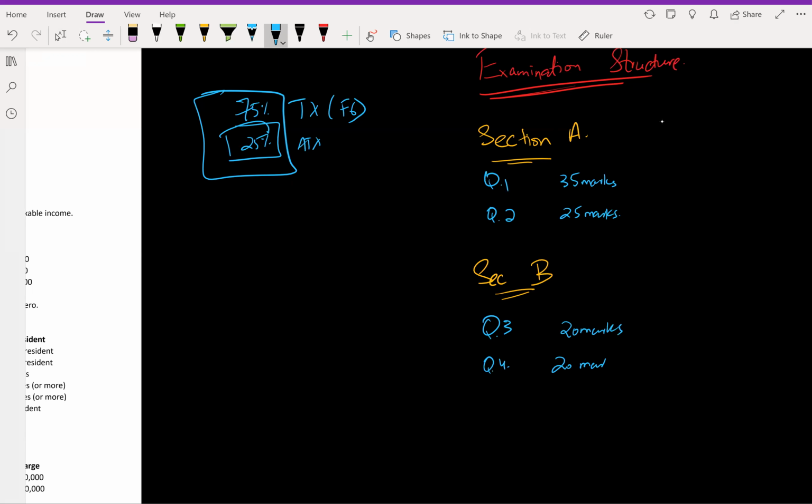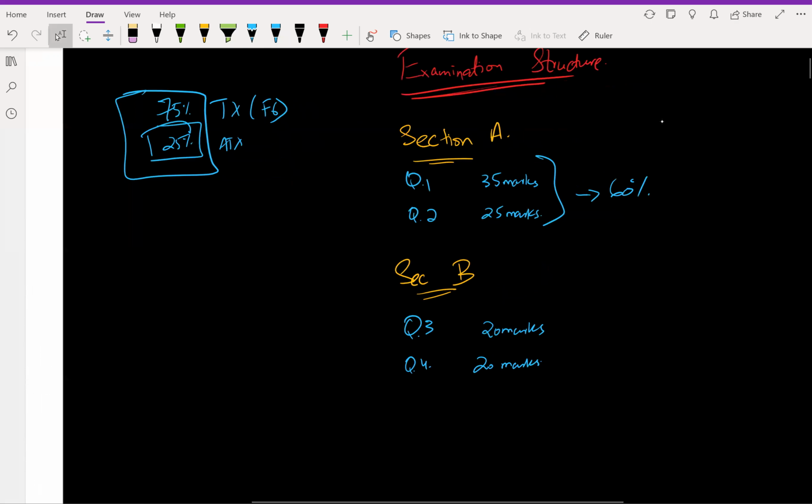There used to be a time when almost all the papers had a choice in section B. All of the professional papers had a choice in section B. That's gone for all the papers. It's gone now. So this is your 60% of the paper, because it's 60 marks and this is 40.